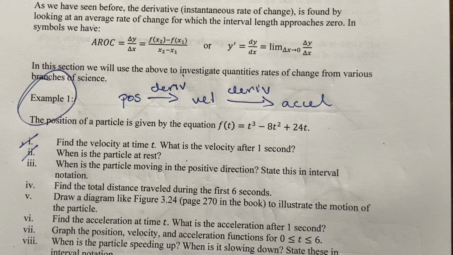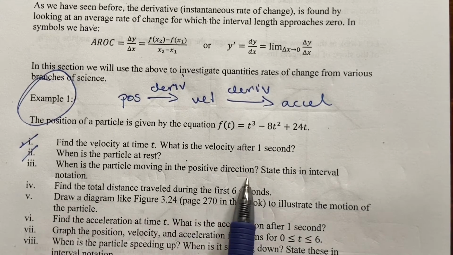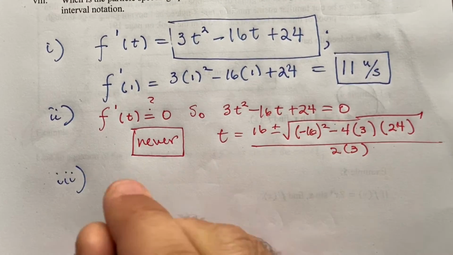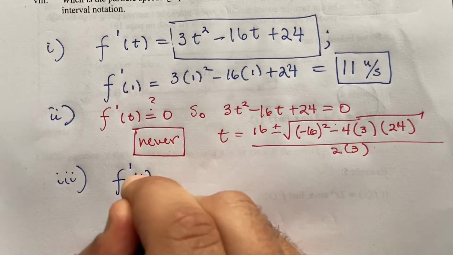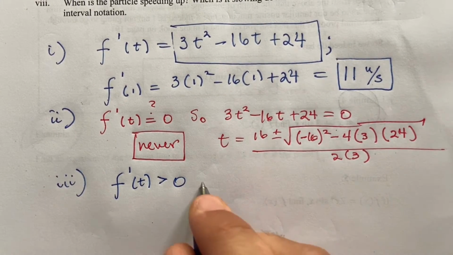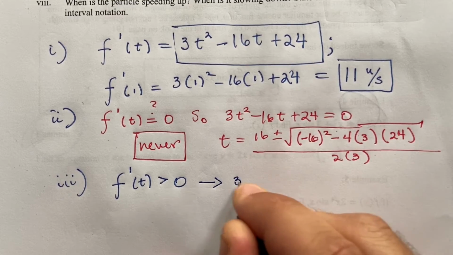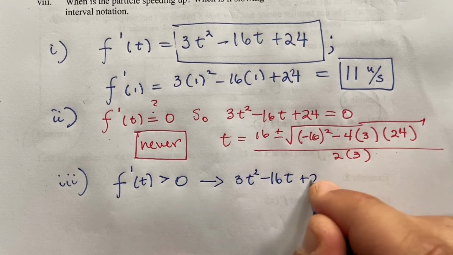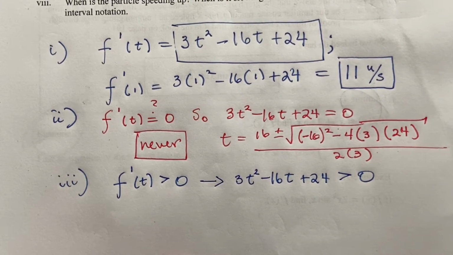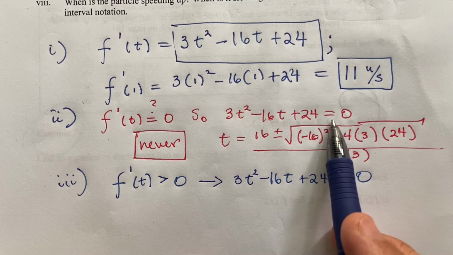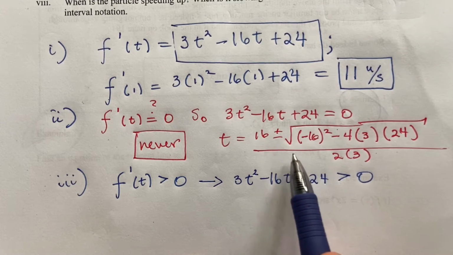Okay, so if we're wondering when it's moving in the positive direction, then we're really wondering when f prime of t is greater than 0. So in other words, when 3t squared minus 16t plus 24 is greater than 0. And what we just found is that it never equals 0, actually. And it actually never goes negative.